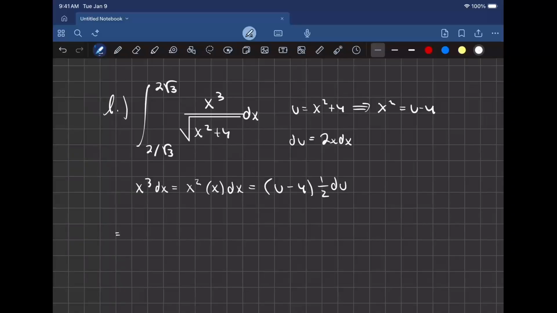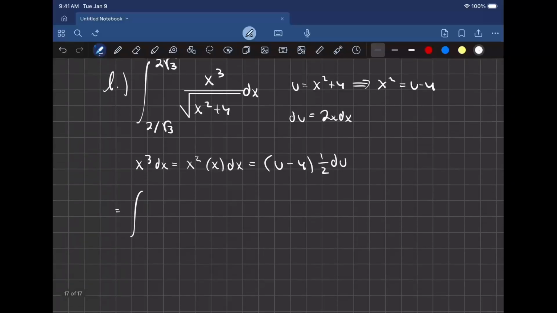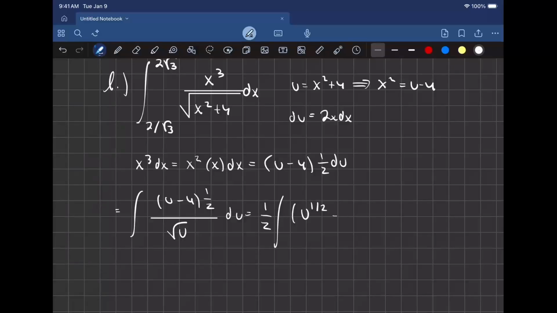So our integral now is going to be, we won't look at the bounds just yet. We'll have u minus 4 times 1/2 in the numerator. That's what we just simplified. Over, this whole thing was our u, so square root of u du. Let's pull out this 1/2. So this is equivalent to writing u to the 1/2, square root of u, minus 4, bring that square root up to the numerator, u to the minus 1/2 du.